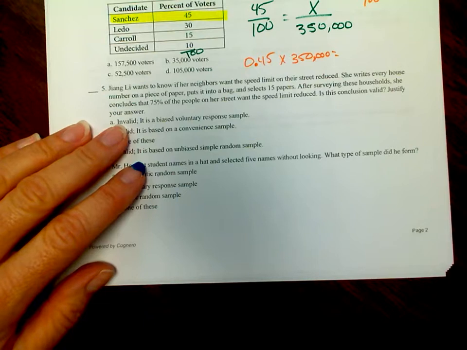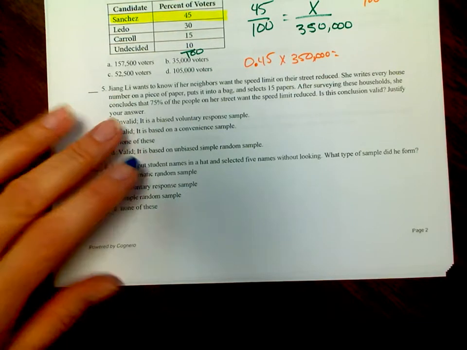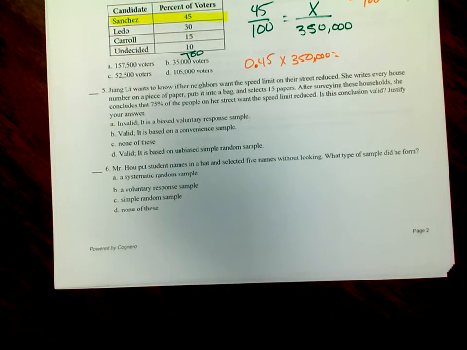Number 5. Jane Lee wants to know if her neighbors want a speed limit on their street reduced. She writes every house number on a piece of paper, puts it into a bag, and selects 15 papers. After surveying these houses, she concludes that 75% of the people on her street want a speed limit reduced. Is this conclusion valid? Justify your answer.